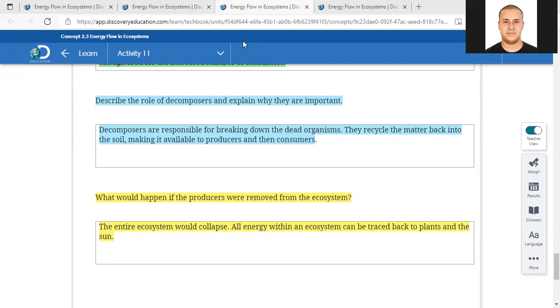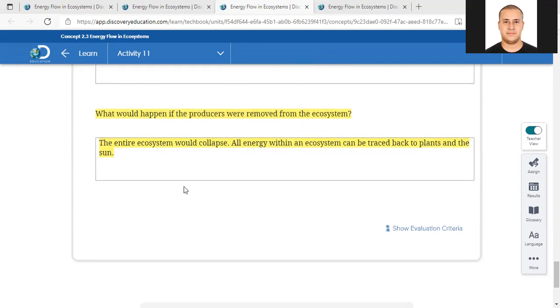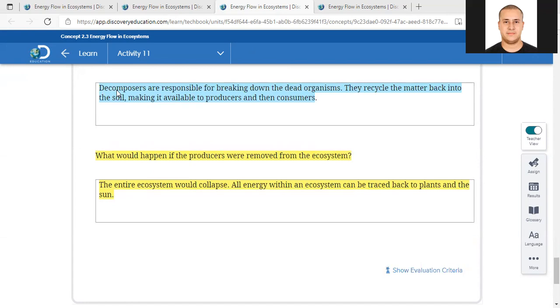Omar Samak, the question in yellow. What would happen if the producers were removed from the ecosystem? The entire ecosystem would collapse. All energy within an ecosystem can be tracked back to plants and the sun. Okay, thank you. Okay, guys, now let's move to the last activity of today.